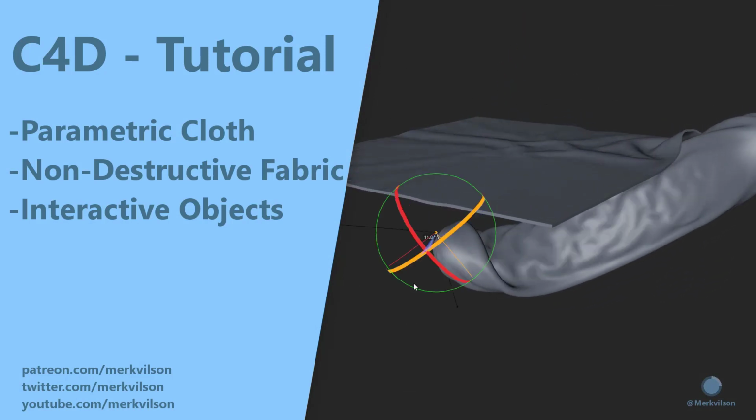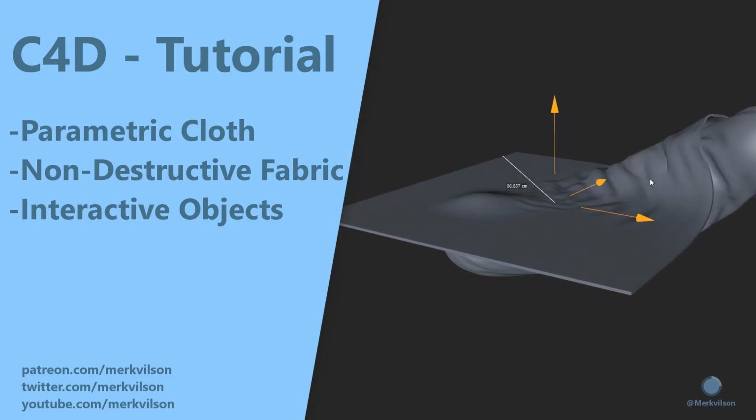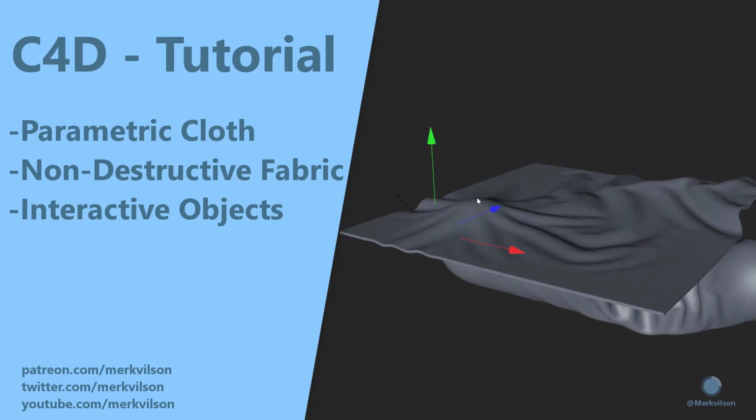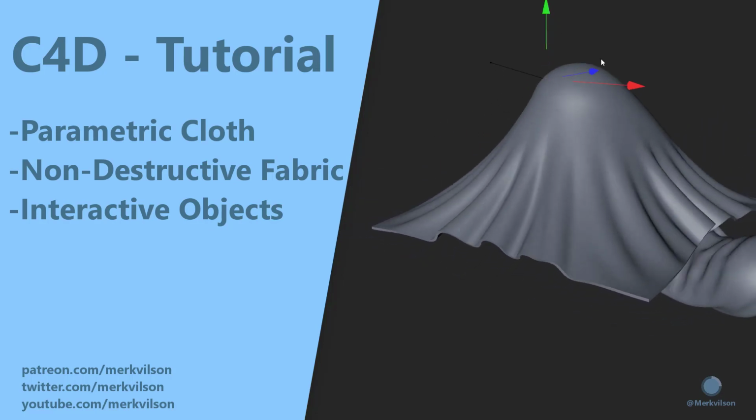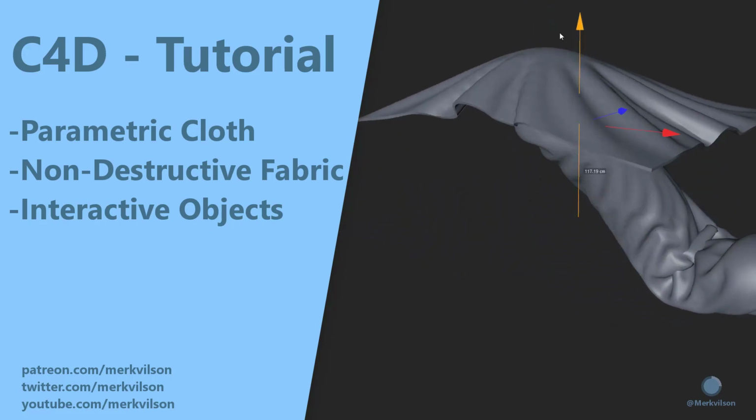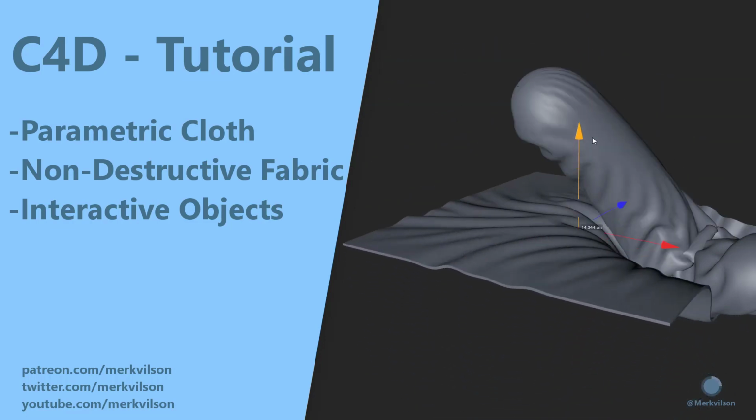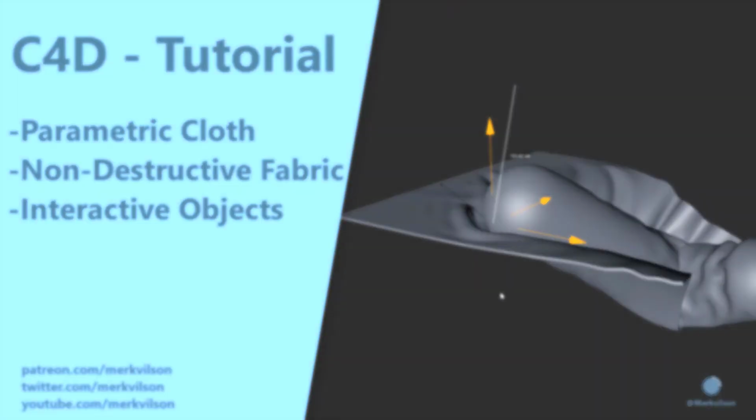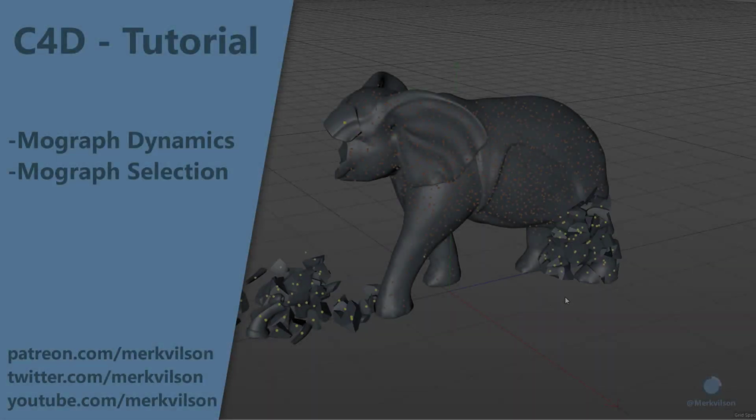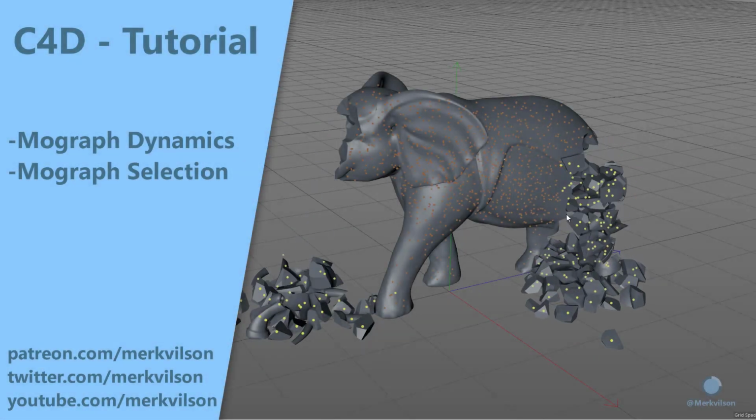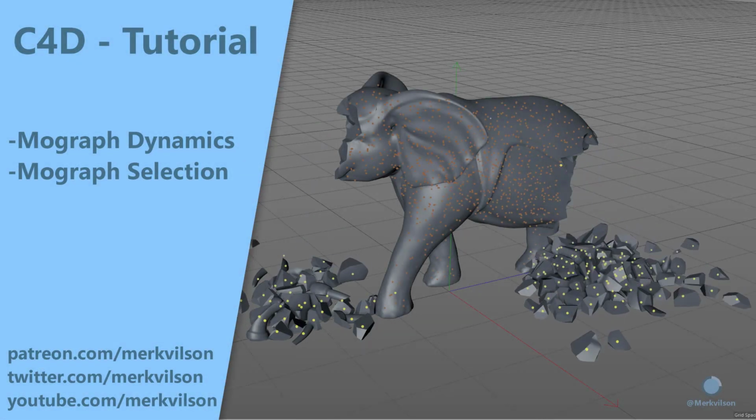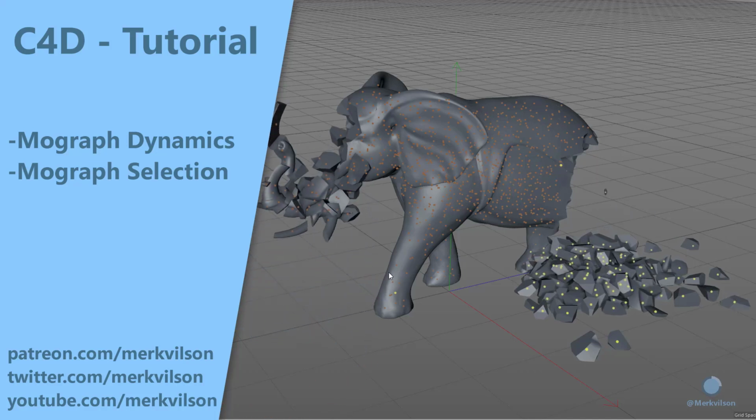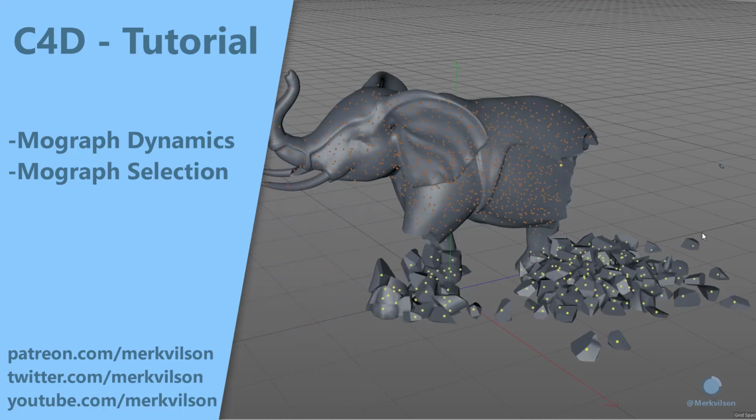In this tutorial, we will be covering different techniques for creating a parametric cloth that can be used on a variety of tasks. In this tutorial, we will be using MoGraph's selection tag in order to dynamically define which parts of the object will be affected by the simulation.